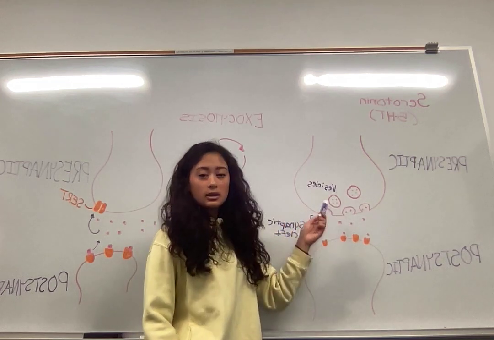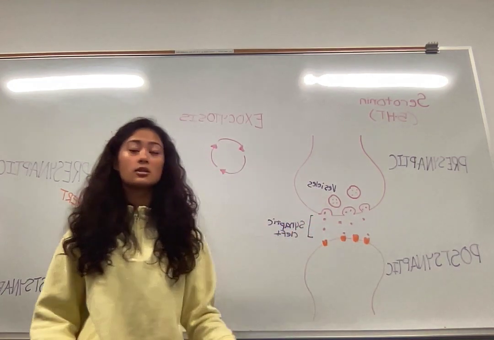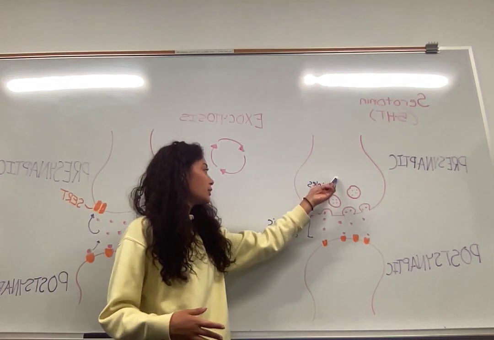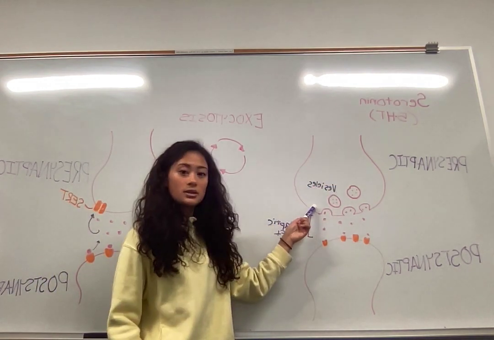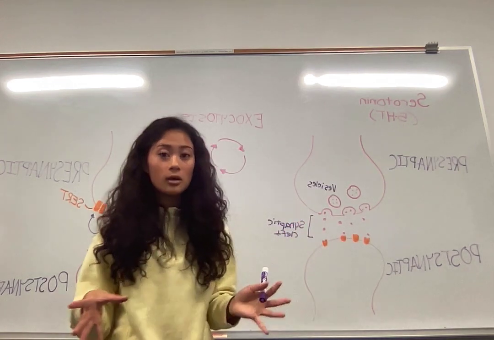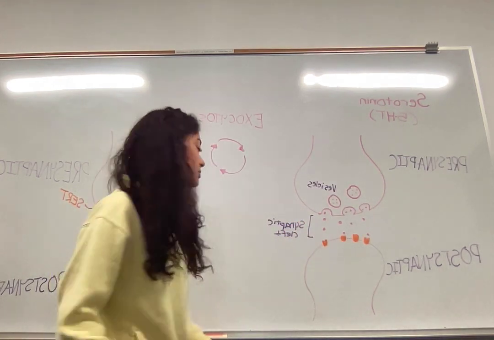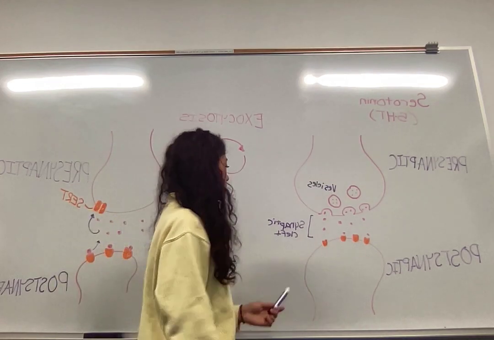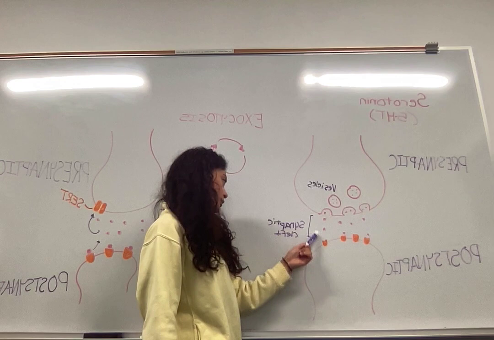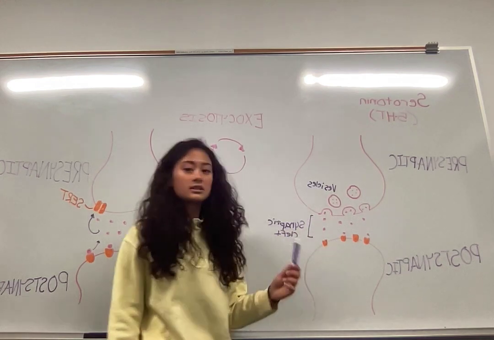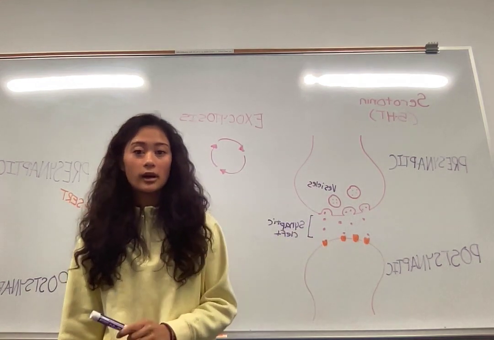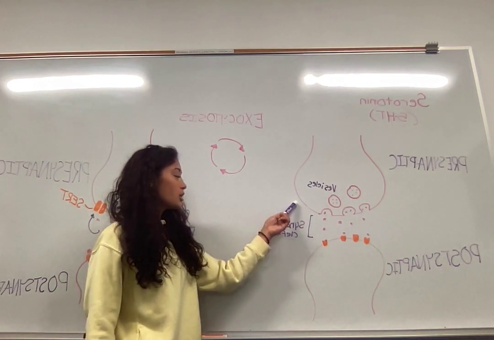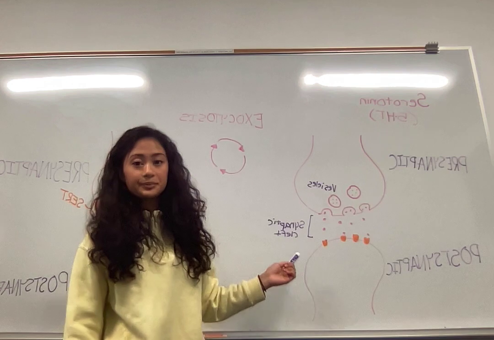You can think of vesicles as little pouches that carry the neurotransmitters and will travel down the neuron to fuse with the membrane, just like opening up so that it can release the neurotransmitters. After that, the neurotransmitters will travel down this space right here called the synaptic cleft. The synaptic cleft is just the space in between the presynaptic neuron and the postsynaptic neuron.